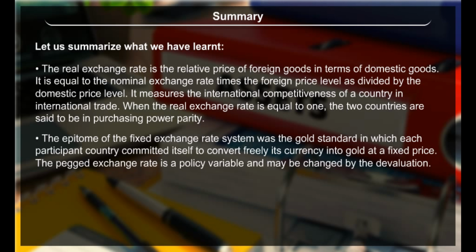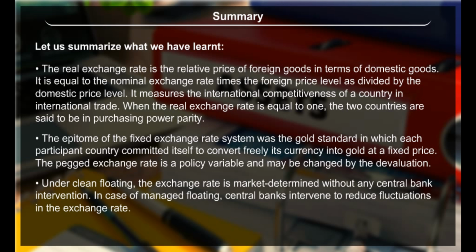The epitome of the fixed exchange rate system was the gold standard, in which each participant country committed itself to convert its currency freely into gold at a fixed price. The pegged exchange rate is a policy variable and may be changed by devaluation. Under clean floating, the exchange rate is market determined without any central bank intervention. In the case of managed floating, central banks intervene to reduce fluctuations in the exchange rate.